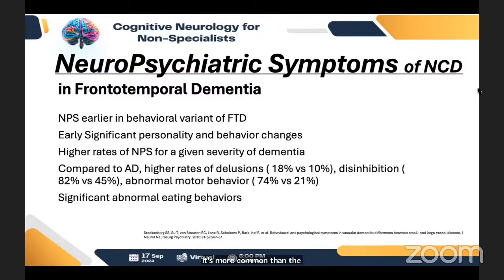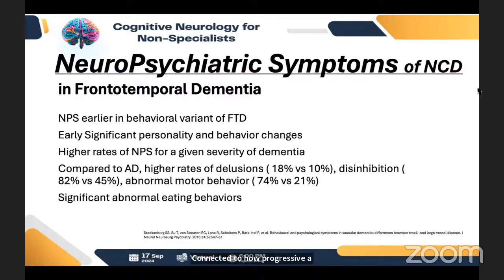In frontotemporal dementia, it's very common to have neuropsychiatric symptoms, especially in the behavioral variant of it. And you will see, as I mentioned earlier, significant changes in the personality and the behavior early on before having any cognitive symptoms. There are higher rates of neuropsychiatric symptoms for a given severity of the dementia, meaning it is connected to how progressive the disease is.